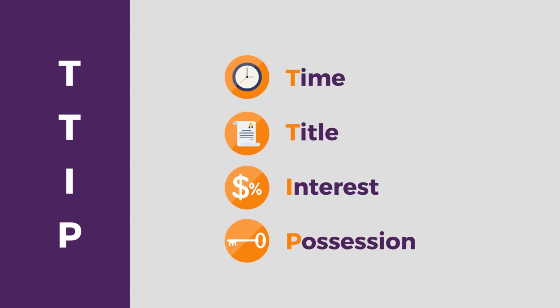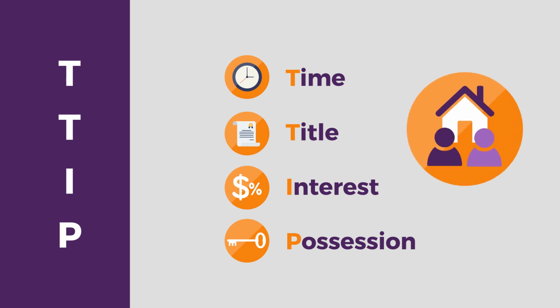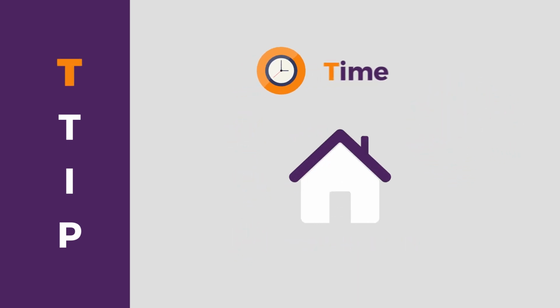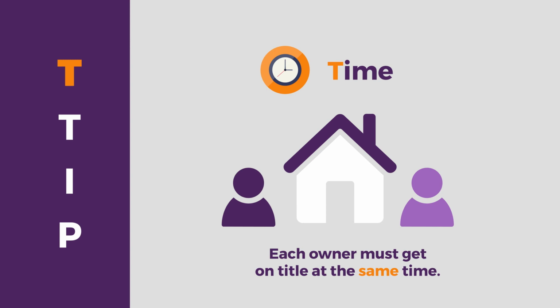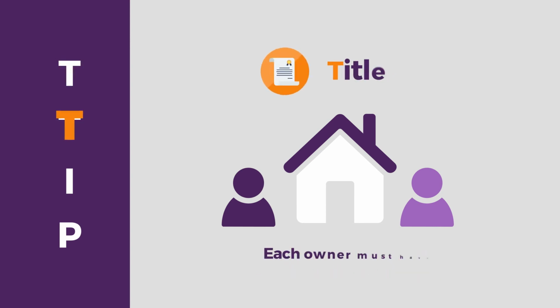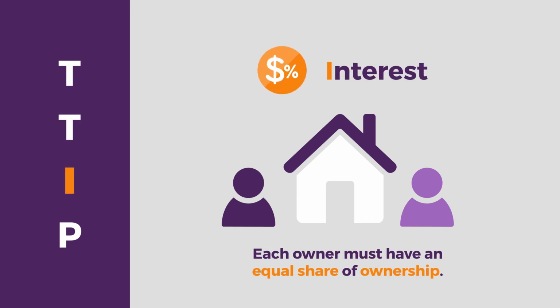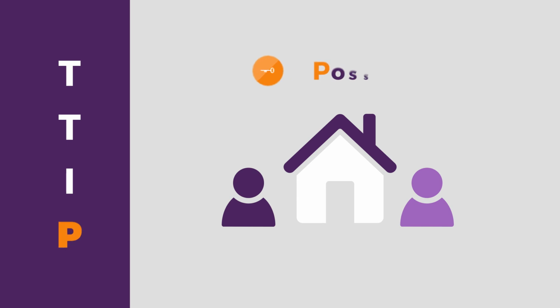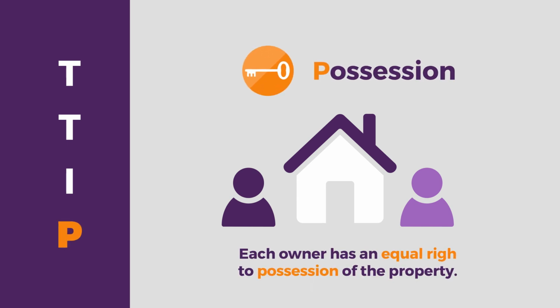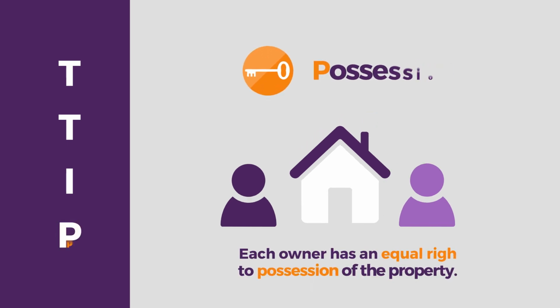Lastly, we have T.T.I.P, which stands for time, title, interest, and possession, the 4 unities that must exist in order for a joint tenancy to be created. Time, each owner must get on title at the same time. Title means that each owner must have their name on the title. Interest is that each owner must have an equal share of ownership. Possession means that each owner has an equal right to possession of the property.